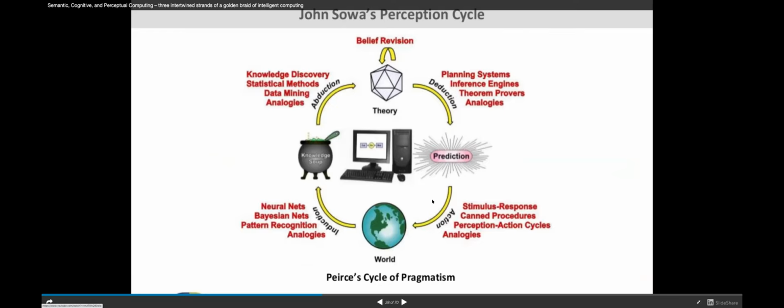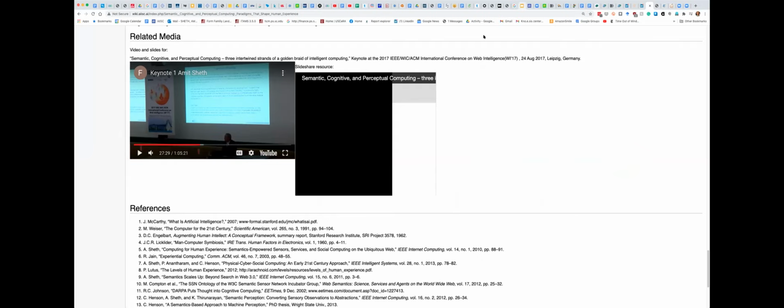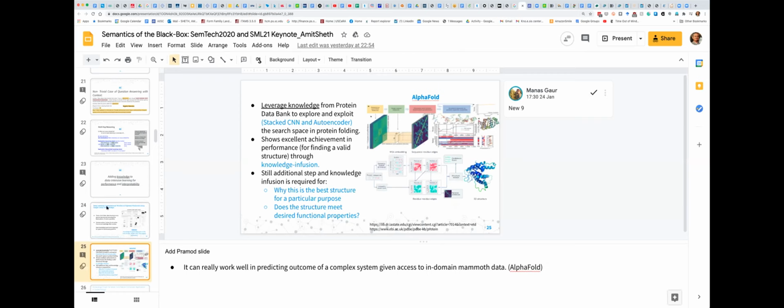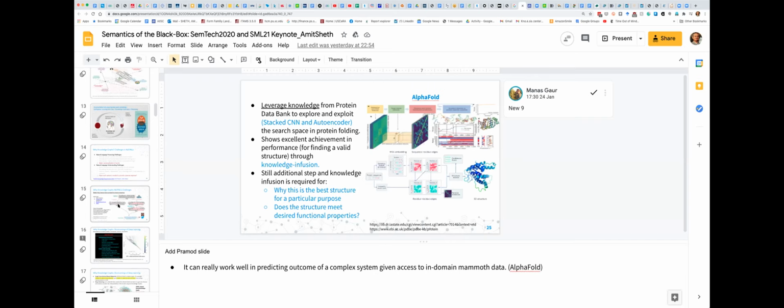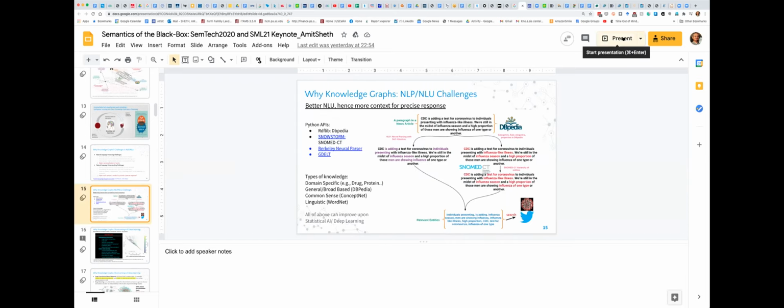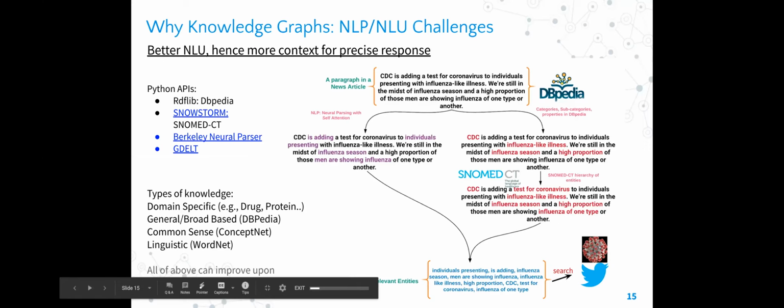What happens, and this is a very interesting example here, is John Sowa's perception cycle. And maybe I'll just jump to this slide before I come back here again. Let me show you this particular slide that I was just discussing yesterday. Here is a relatively very simple example where you basically have this text. Okay, this is a paragraph in a news article.